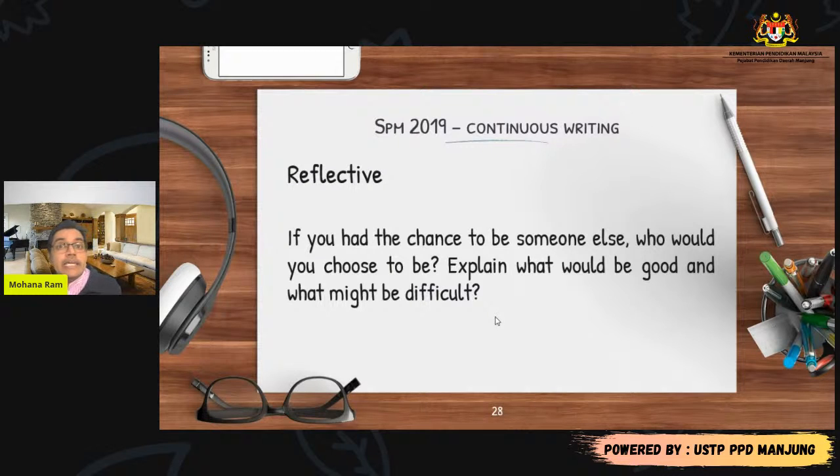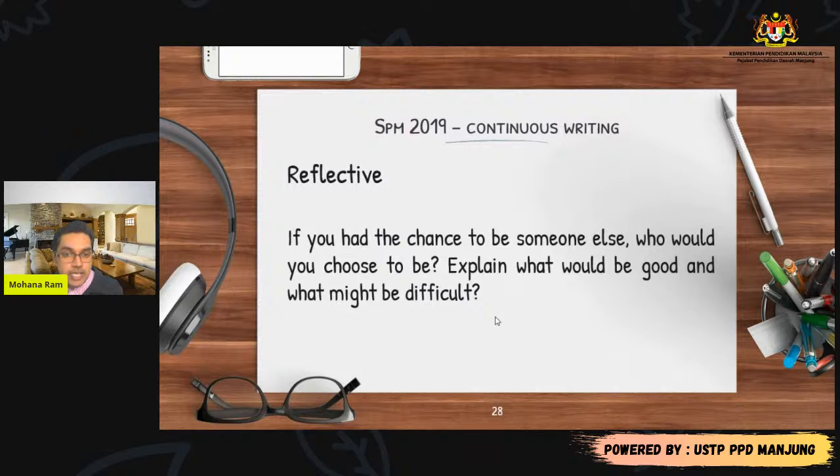If you want to choose a leader, the question does not ask you to choose a famous figure. If I had the chance to be someone else, I want to be my elder sister because she is smarter than me. She has achieved a lot of things, and things that I desire, for example. So who would you choose to be? And explain what would be good and what might be difficult. So you have 3 things to explain in this question.